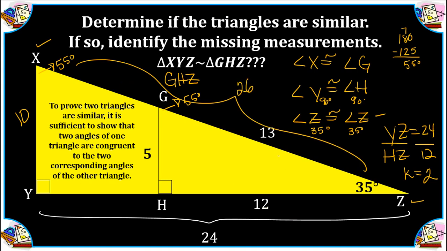So again, similar shapes are the same shape but a different size according to the scale factor. Corresponding angles are congruent and corresponding sides have a constant ratio.